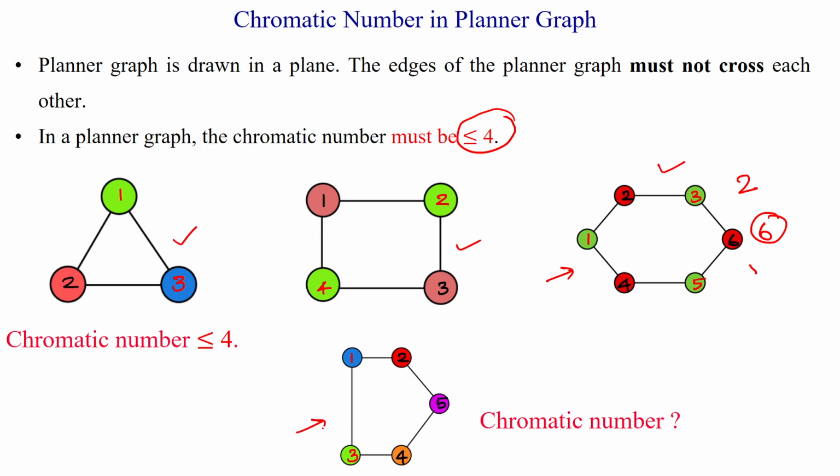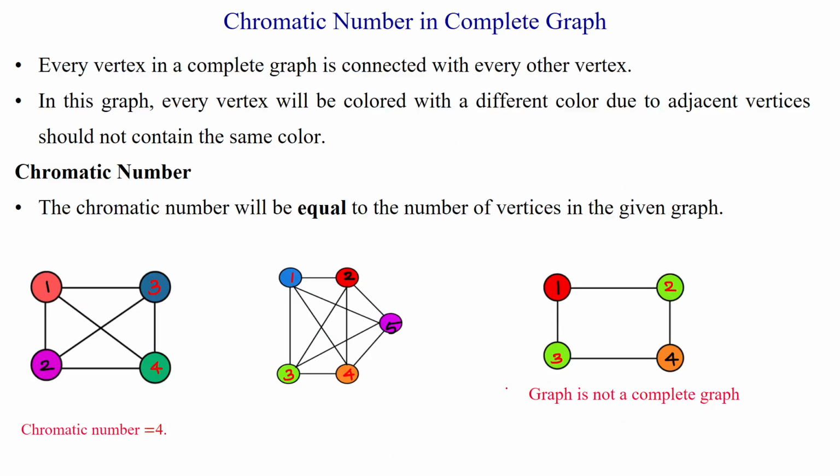And what about this one? What is the chromatic number of this one? We have five different colors, so five colors are there. Since it has five colors, it does not satisfy the criterion of a planar graph, so this is not a planar graph.